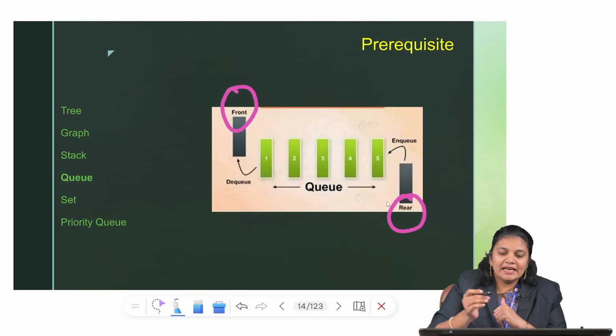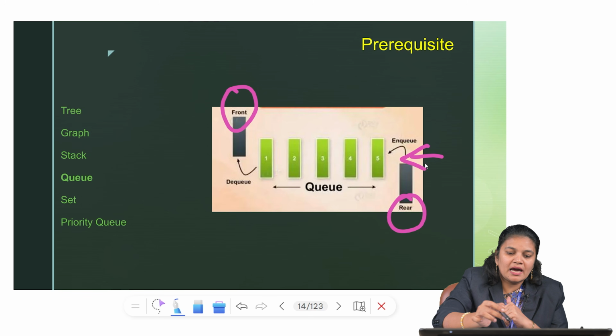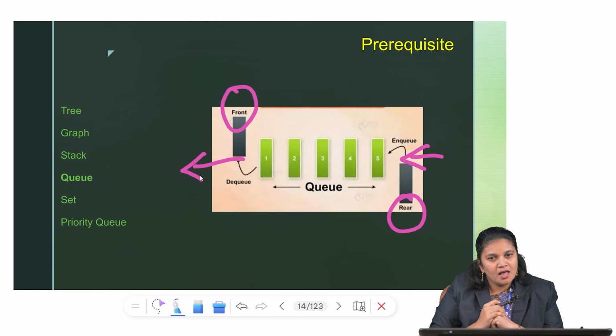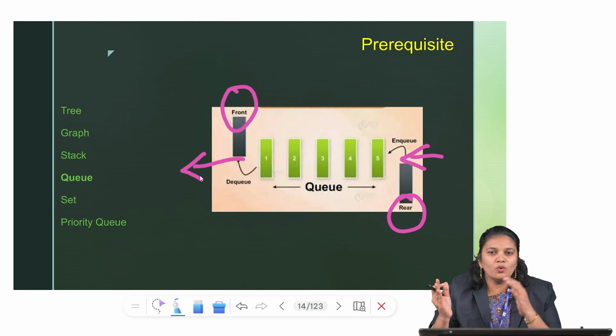Data will always be added at the rear, and exit from the queue always happens at the front. The operation for putting data into the queue, we call the NQ operation. And when we take the data out of the queue, we call it the DQ operation. So NQ and DQ do not happen at the same point. In the case of a stack, both push and pop happen at the same point. But here, NQ and DQ happen at 2 different entry and exit points. So this data structure also we will be using.